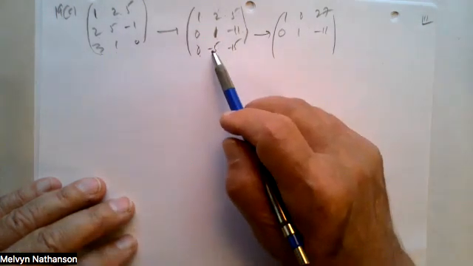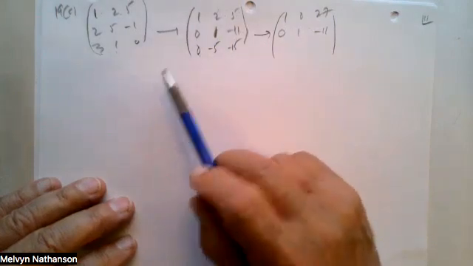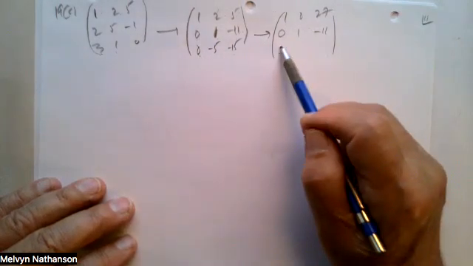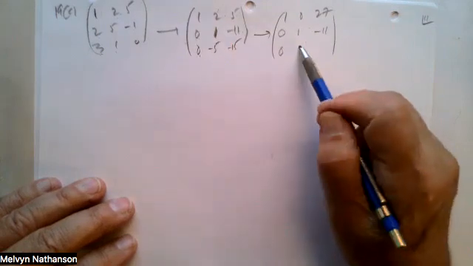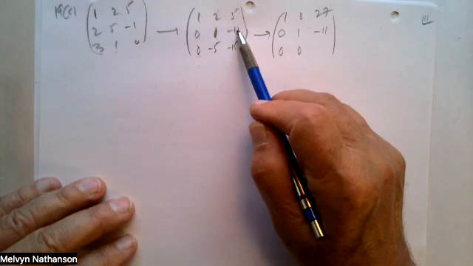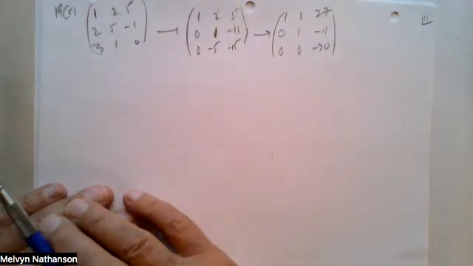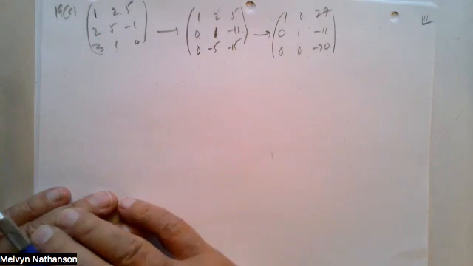And then I want to get a 0 here. So I multiply the second row by 5 and add to the third row. 0 plus 0 is 0. 5 minus 5 is 0. Minus 55 minus 15 is minus 70. Okay.